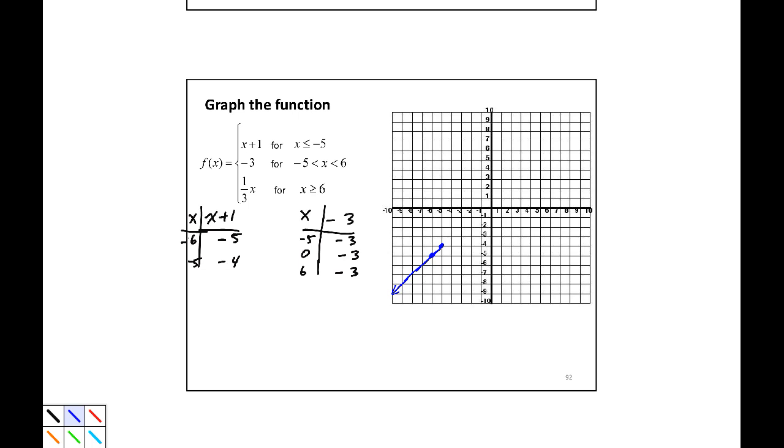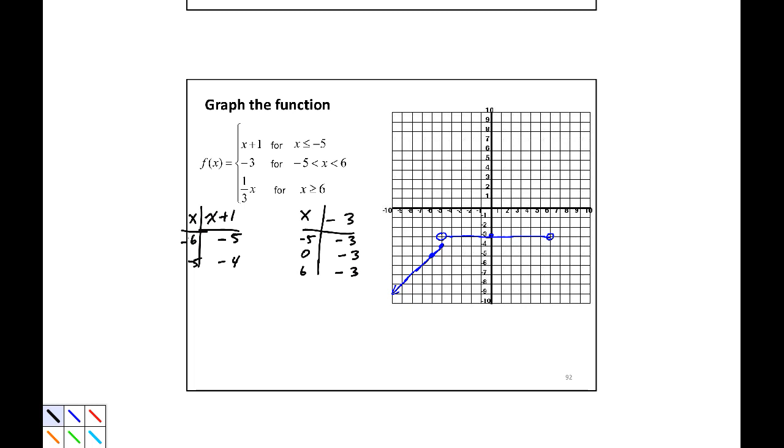So negative 5, negative 3. All right, and then my endpoint of 6, negative 3. And then 0, negative 3 is right here in the middle. So it's going to be just connecting those three.